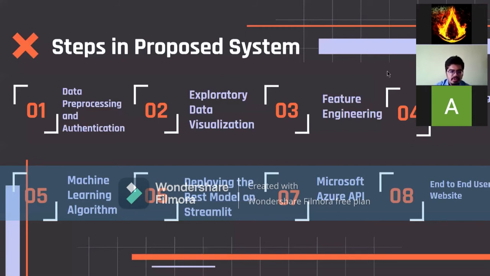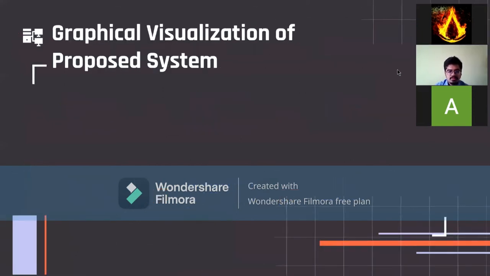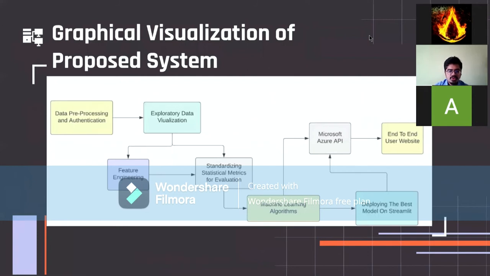Now we will be showing the graphical representation of our proposed system. As you can see, this is the graphical visualization of our proposed system. The important data visualization will be explained by Aditya Kamath.